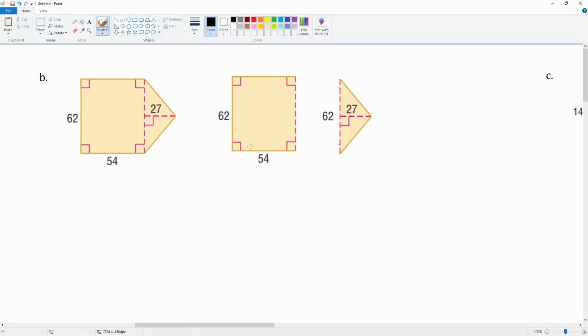All right, so here I have the length is 54, the width is 62, so the area of this rectangle is length times width. So 54 times 62. So the area of this rectangle is 54 times 62, which is 3,348.